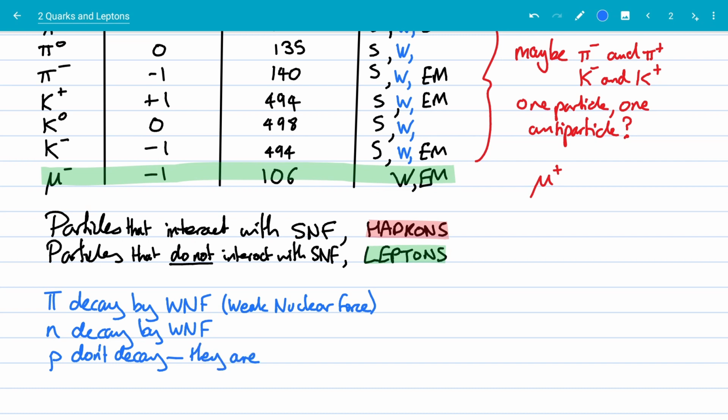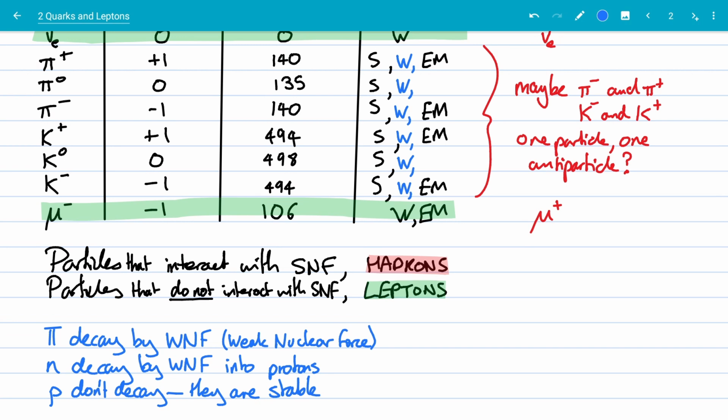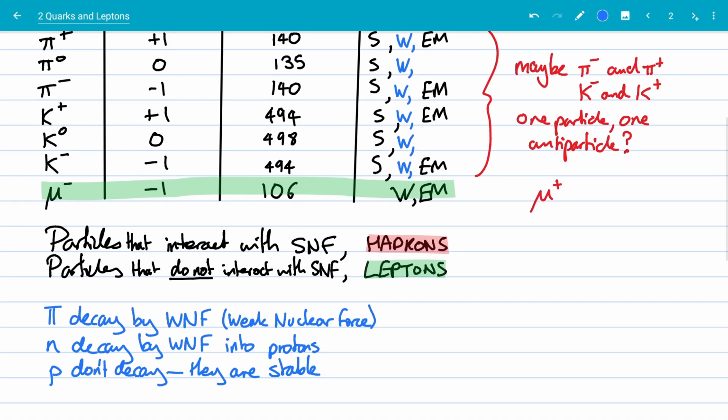And what do neutrons decay into? And what do pions decay into? And this is going to help us unpick what the difference is between the types of hadrons. So it turns out neutrons decay by the weak nuclear force into protons. And there are other particles we discovered, like the delta particles, like the sigma particles, like the omega particle, like the xi particle, that decay into protons. So there seems to be one group of hadrons that decays into protons, and then there's another group of hadrons that doesn't. The pions and the kaons don't decay into protons.